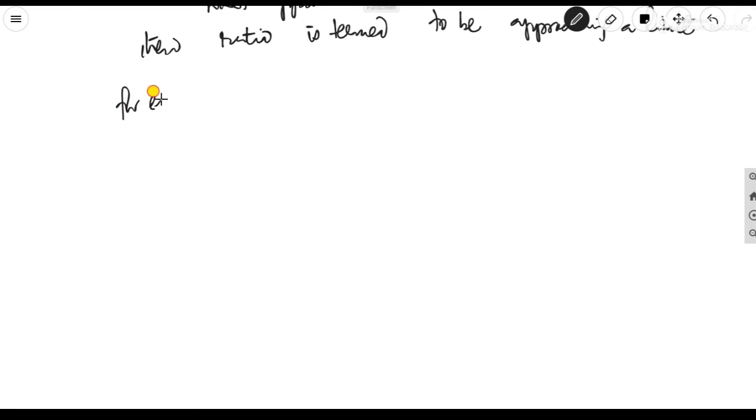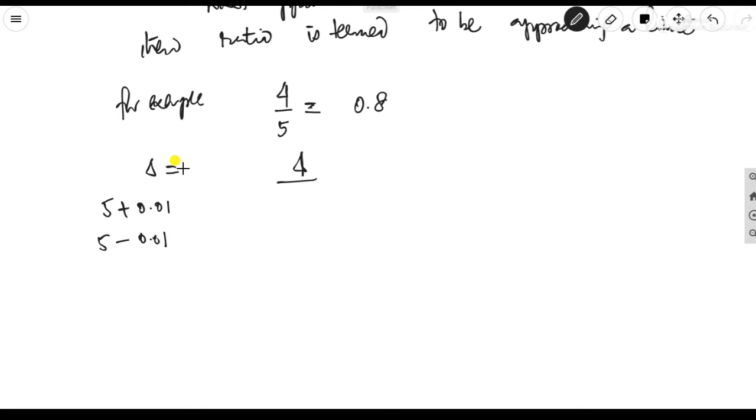For example, we have a ratio like 4 by 5. Okay. What is the value of 4 by 5? You know it is 0.8. Suppose we don't change 4. Now in the denominator we take plus 0.01, and then 0.001. That means what is the change here? 0.1.